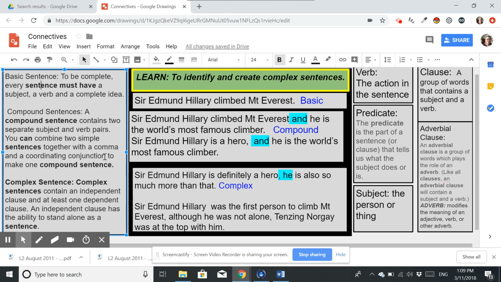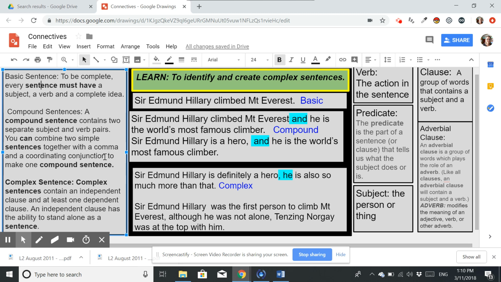But for example, we all know that a conjunction is and. Another one that we use quite often is for or but. These are the coordinating conjunctions that go in a compound sentence, and I will talk to you about the rest of them at another time. But here are two examples of compound sentences. Sir Edmund Hillary climbed Mount Everest, and he is the world's most famous climber. They are two separate sentences joined together.